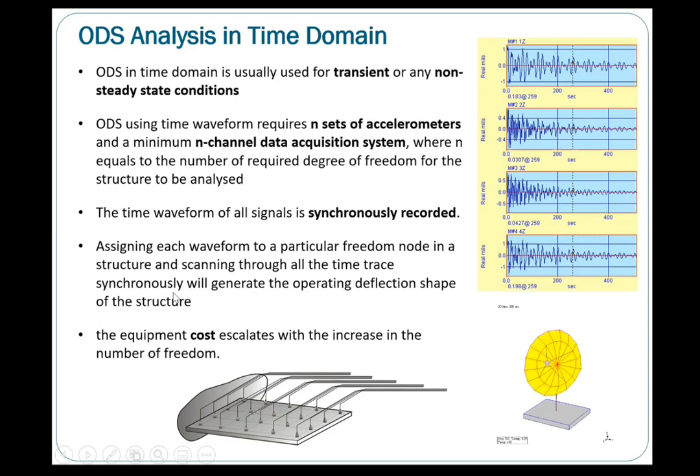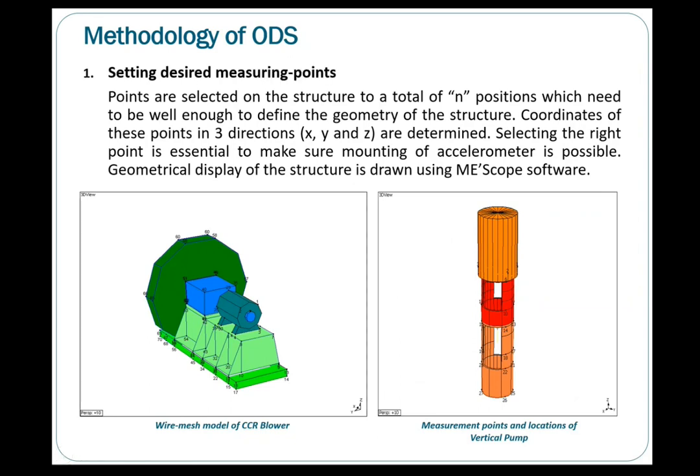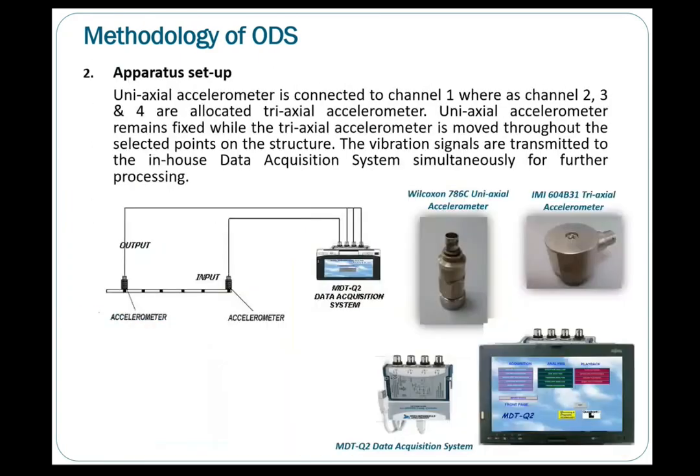But the cost will escalate, depending on the number of degrees of freedom that you want to get. If you want to get the entire rotating machine, usually frequency domain will take 100 points. Then in this particular case, you need hundreds of sensors and 100 channels. So that is not possible at all. All right. So that is time domain ODS. So the methodology will be the same. Later on I will also explain to you how to perform, particularly the frequency domain ODS.